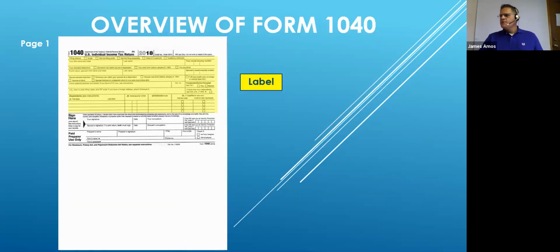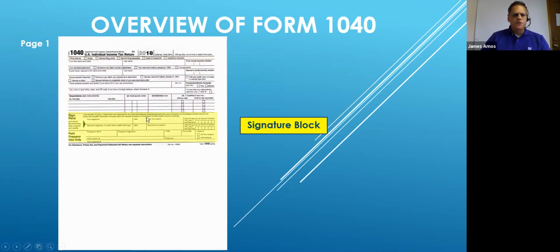There we go. So first of all, this is an overview of the Form 1040, and we're looking at page 1 of the 1040. This section on page 1 is what we call the label. It has information about you as the taxpayer and your spouse if you have a spouse on the return. It has information about your filing status. It has information about your dependents. That's all going to be right there, okay? That's called the label.